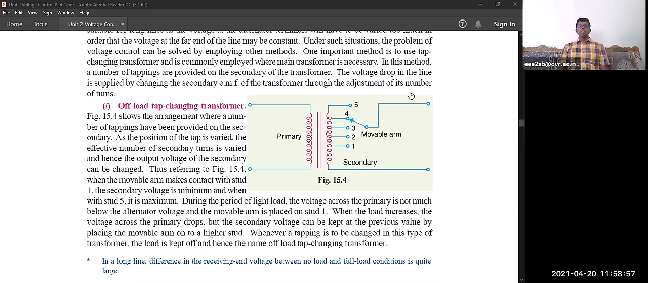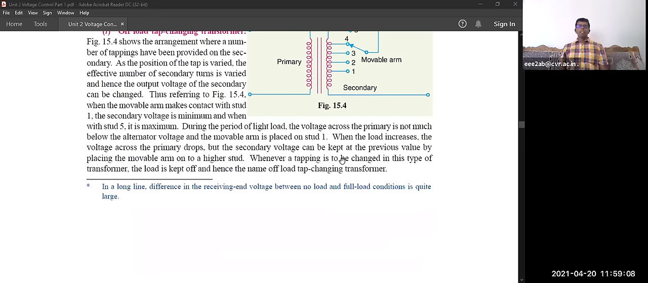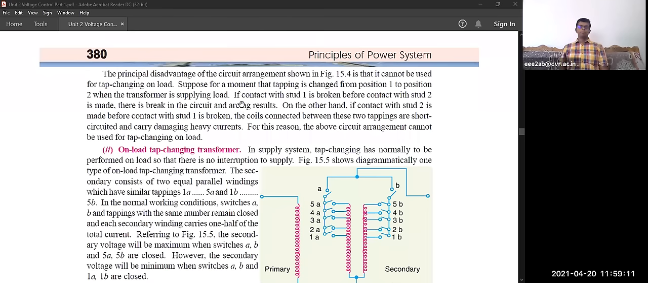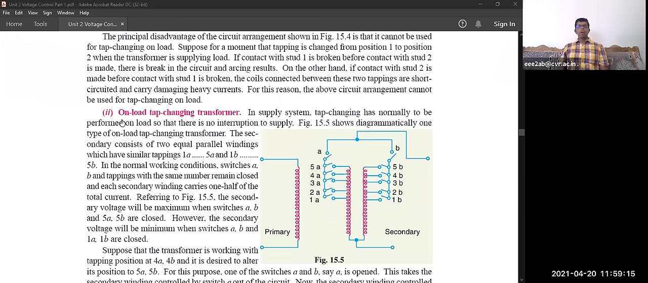There will be a power off for some seconds, some 30 seconds. So then they will switch on the feeder. So this is the major disadvantage of using this off-load tap changing transformer. Coming to the on-load tap changing transformer.